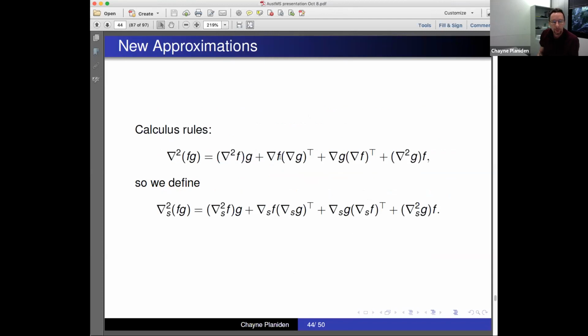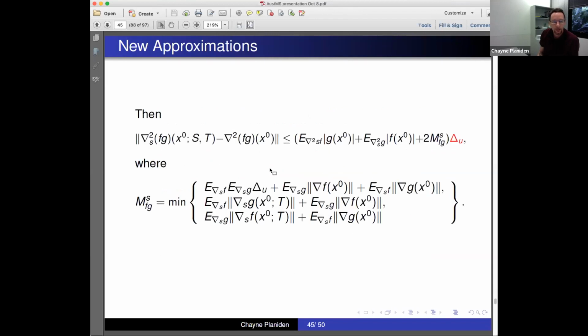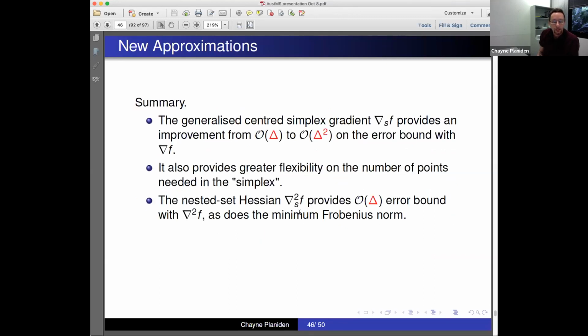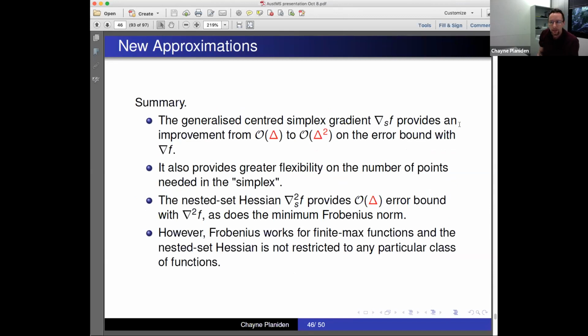And again, we did calculus rules for the product, for the quotient, and for the composition of functions. So in summary, you can generalize these simplex methods and the centered simplex methods to improve your order of accuracy by an order of magnitude. And you can do the same thing for the Hessian. It doesn't get you the quadratic order, but it gives you a more general way of finding Hessians.